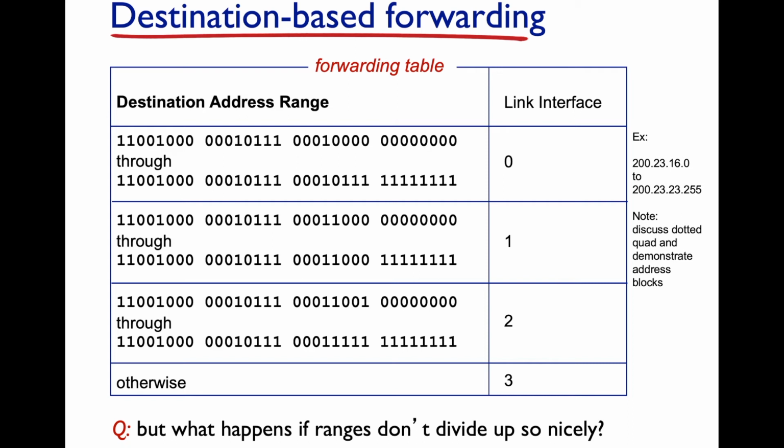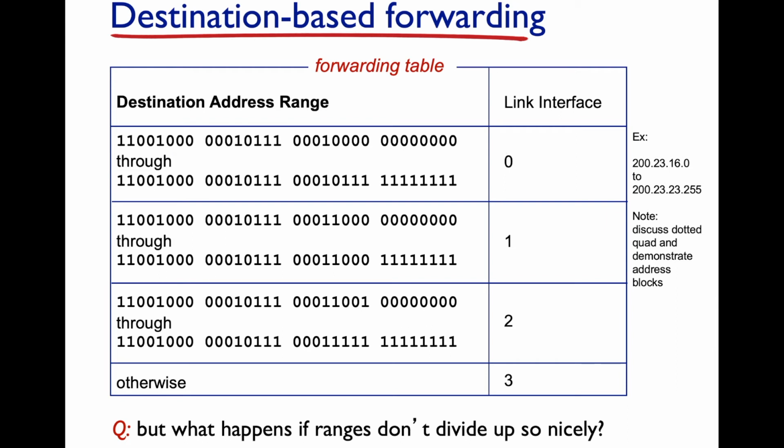Okay, so here we have two addresses. For example, the first dotted quad is 200, then 23, then 16, then 0. This represents the bottom end of the range of addresses associated with the output on port 0 or link interface 0. And then we have 200, 23, 23, 255. So that means if the binary encoding of your IP address falls within this range of 200.23.16.0 and 200.23.23.255, then it's going to transmit out interface 0.